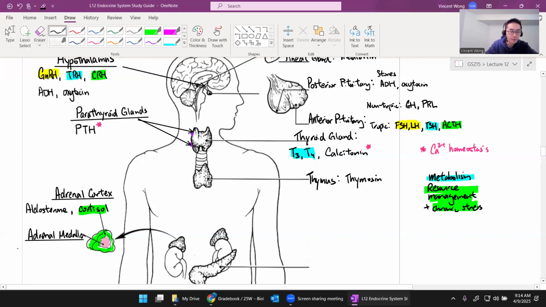Adrenal medulla, we have epinephrine, which is also known as adrenaline. Same thing. And then the other one is norepinephrine. They pretty much do the same thing.